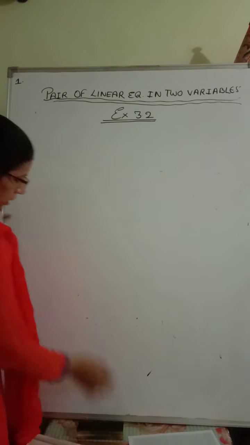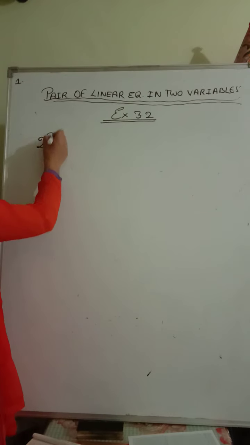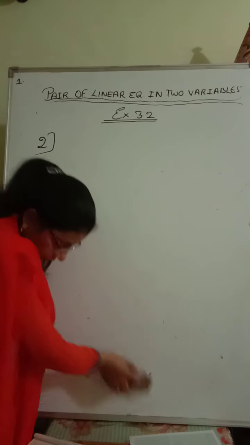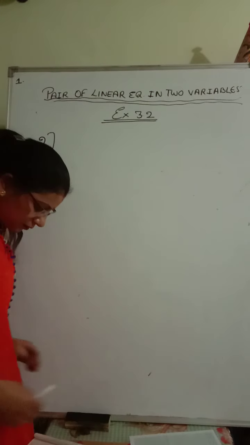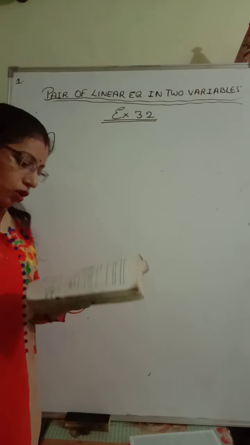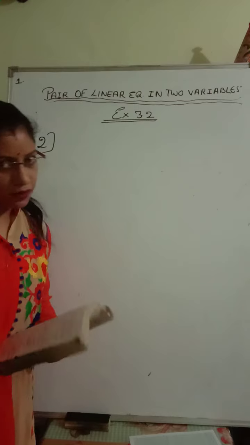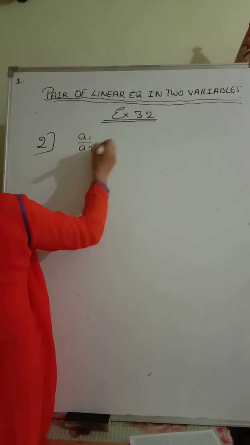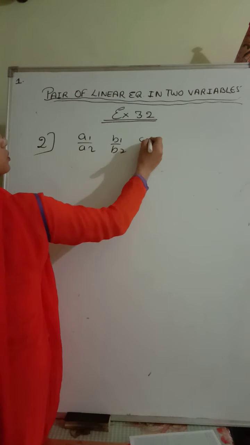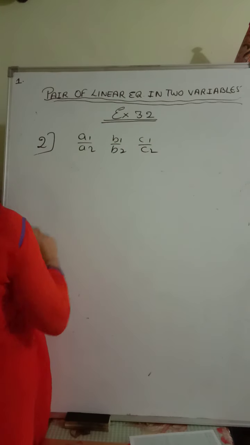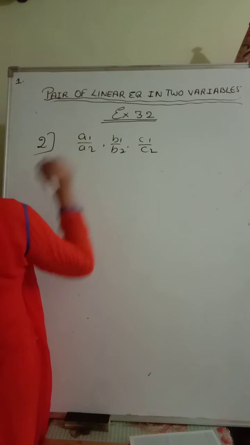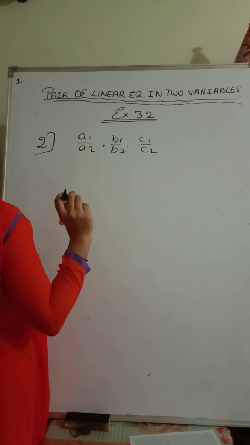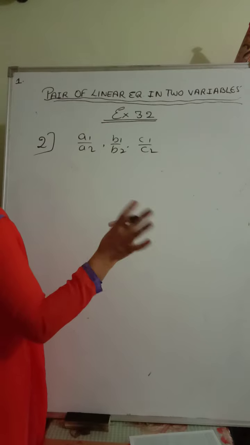Okay, what is our second question? The second question is on comparing the ratios A1 upon A2, B1 upon B2, C1 upon C2. You know the relation I told you in the previous one. Comparing these, find out whether the lines representing our linear equations intersect at a point, are parallel, or are coincident.